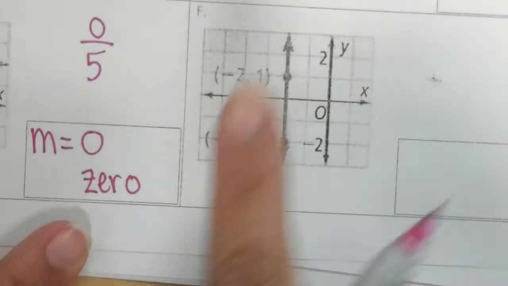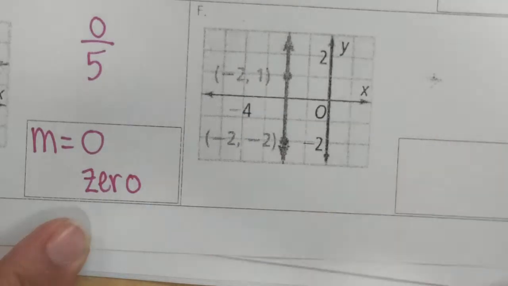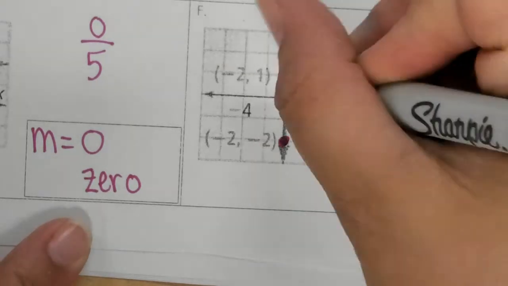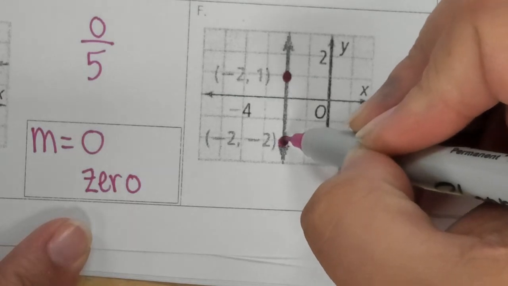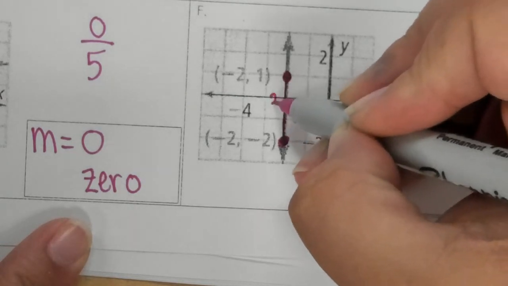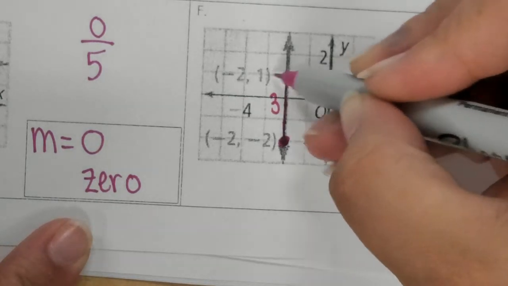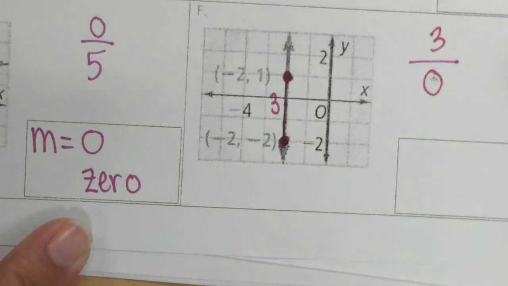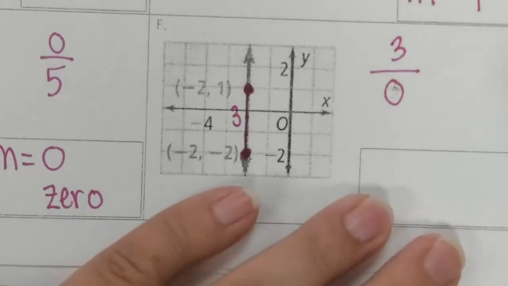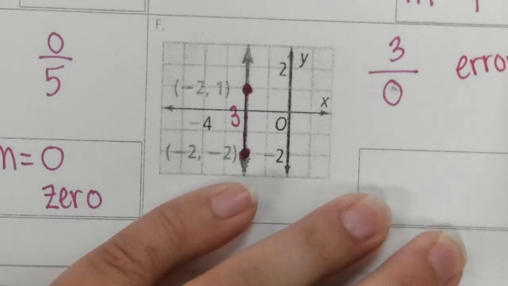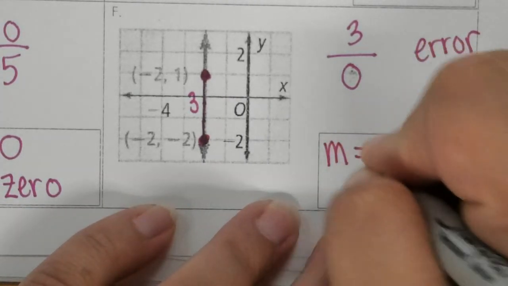For F, when you go to the first left point, well, they're on the same line. So you just choose which one you want. I'm going to pick the one down here to start with. So from here to here, can I rise? And I can. I can go up 3 units. But I'm already at the point, so I can't run left or right, which is a 0, since I can't run. And in your calculator, if you do 3 divided by 0, the calculator will say error. Okay? Which, in this case, means that your slope is undefined.